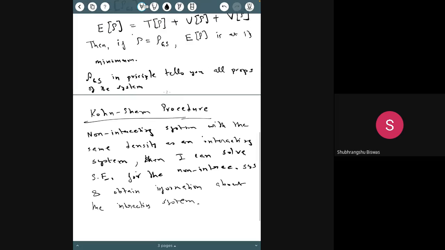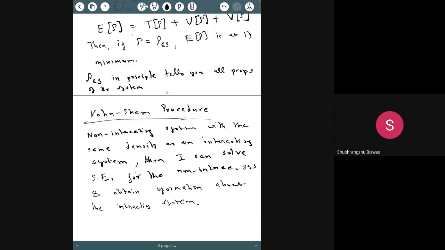That you can find a non-interacting system which will give you the same density as the interacting system. But actually this is not as weird as it seems. It can be done by constructing effective potentials from your interacting system.